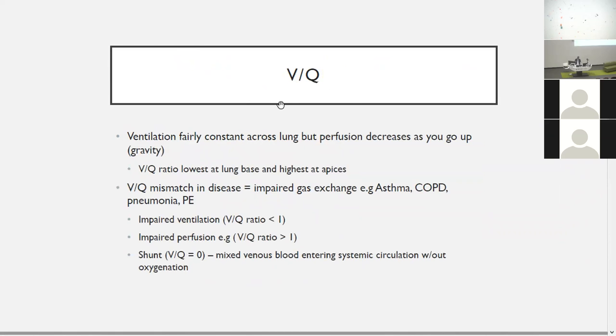Your ventilation perfusion ratio is important because you need a good match between the two for you to be well oxygenated. The VQ ratio is the lowest at the lung bases. Ventilation across the lung, you can think of as being the same throughout. The problem is perfusion, which is not the same across the lung. It decreases as you go up. This is just the effect of gravity. So your perfusion would be the lowest at the base, which means the VQ ratio is the lowest at the base.